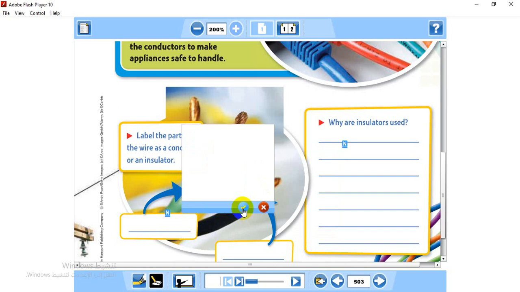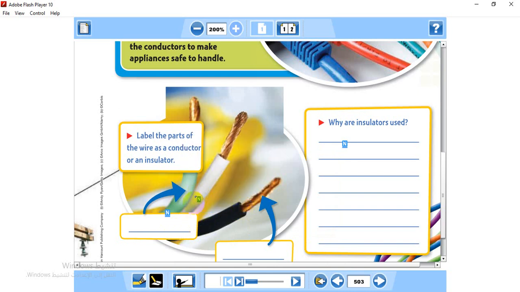So this one is an insulator and this one is a conductor. So you have to write here conductor because it's made of copper, and this one is made of plastic or rubber, so for that reason this one is an insulator. So you have to write here insulator. Okay, now let's start solving the booklets.